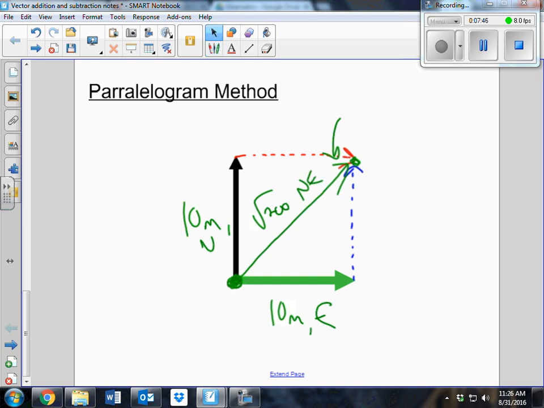So that is how you add and subtract vectors that are not in the same direction. You will always use Pythagorean's theorem, a squared plus b squared equals c squared, but you can use the tip to tail method or the parallelogram method. This is going to come into play pretty soon when we do the vector treasure hunt lab, as well as some other activities.